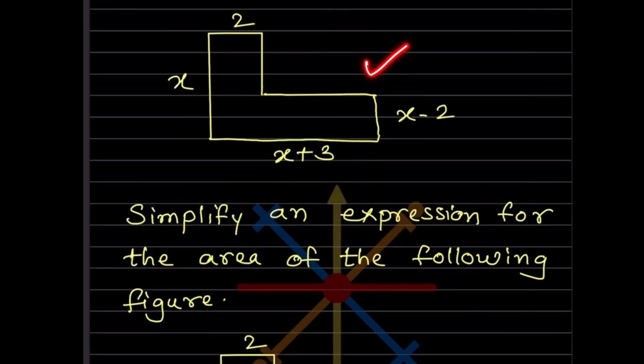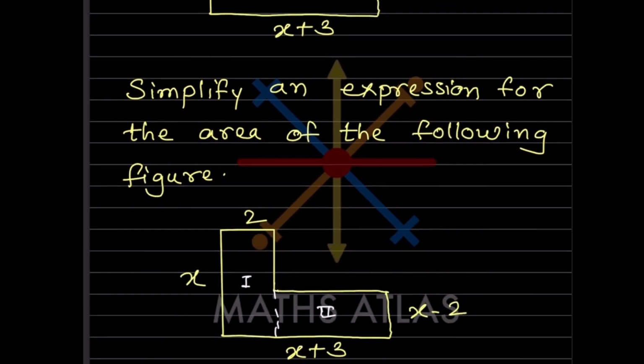So same figure is here, so we cannot find the area directly, so what we can do here, we can split it into 2 parts. So can you see here, this is the first part, means this is the rectangle, and this is the other rectangle. So we can put here 1 and 2. So what you can see, the dimensions are given. This is 2, this is the length, and this is the breadth. And again for this one, this whole part is x plus 3, and the breadth is x minus 2 for this one.